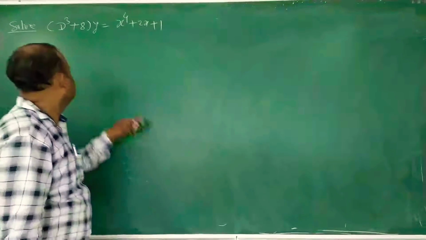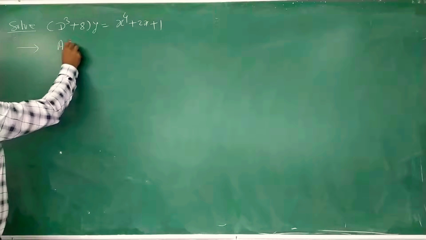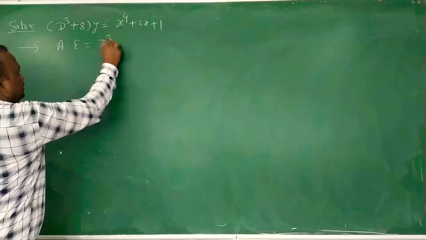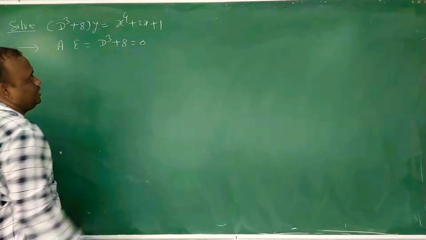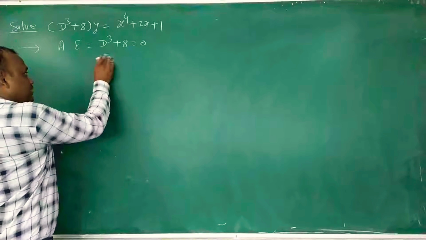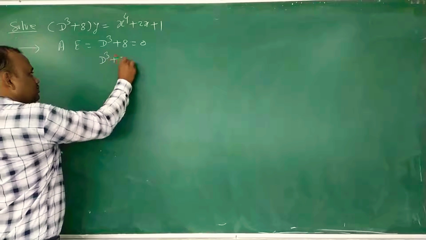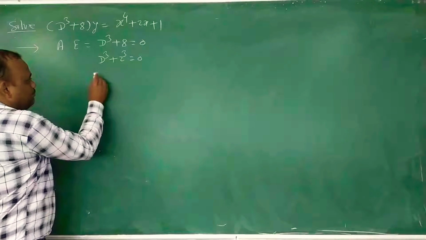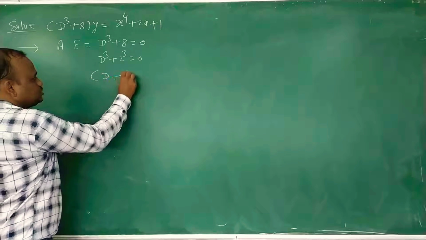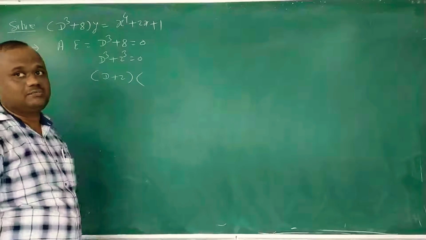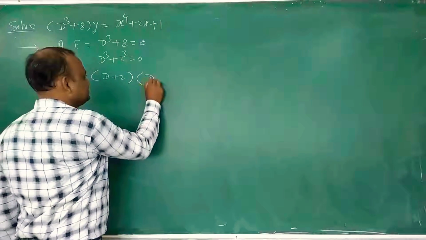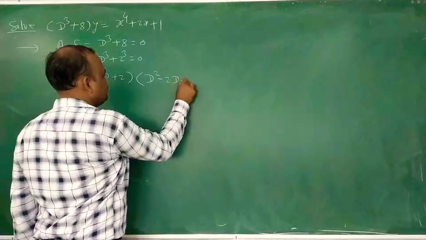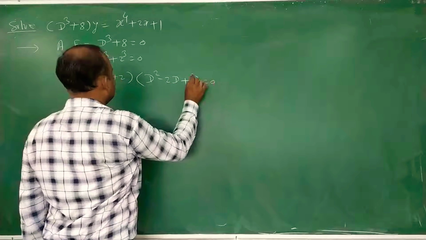Next problem is solve (D cube plus 8) y is equal to x raised to 4 plus 2x plus 1. So here the auxiliary equation is D cube plus 8 equal to 0. That is a cube plus b cube formula, that is D cube plus 2 cube equal to 0. And we know that a cube plus b cube is equal to (a plus b), that is (D plus 2), into (a square minus ab plus b square), that is D square minus 2D plus 4 equal to 0.